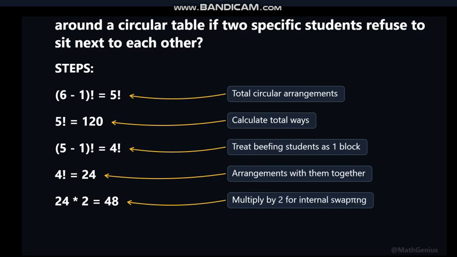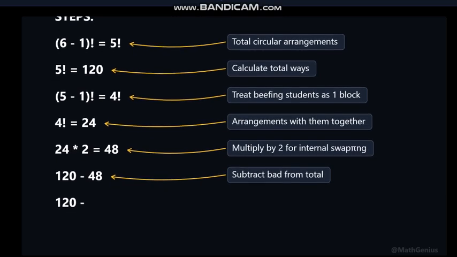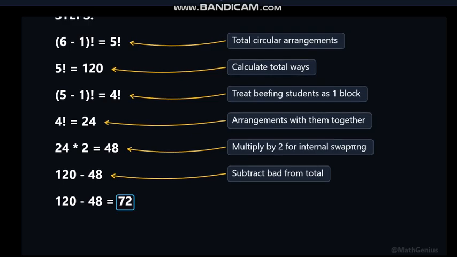Finally, subtract the bad arrangements from our total. 120 minus 48. Subtract bad from total. Boom. 120 minus 48 equals 72. Final answer.